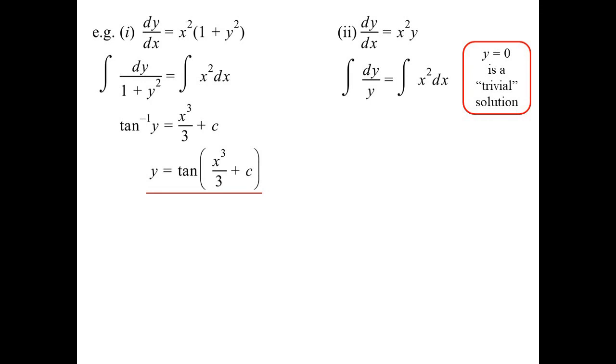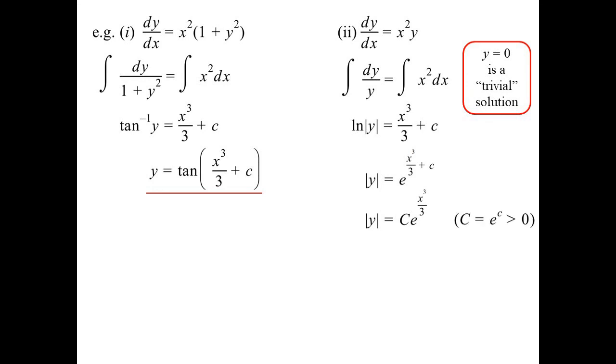Integral of dy on y is the integral of x squared. So left hand becomes log. So log of the absolute value of y is x cubed on 3 plus some constant. So I'll exponentialize. So absolute value of y is equal to e to the power of x cubed on 3 plus a constant. But of course I could use my index laws and break that up to be e to the power of x cubed on 3 times e to the power of a constant. Well, e to the power of constant is a constant. So I'll just rewrite it as constant times e to the x cubed on 3. And that constant happens to be e to the power of c.